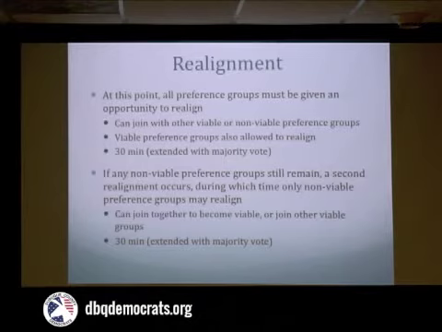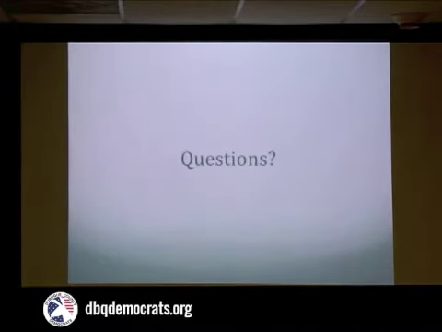Okay. So at this point, it is only the non-viables can move and form with that. They can join together to become viable. An example given to me yesterday was 2 non-viable groups become an uncommitted group. But only non-viable groups can realign on that second realignment. This is 30 minutes. It can be finished in 15 if you see everybody is moving along. It can also be extended if it needs to be. Are there any questions?